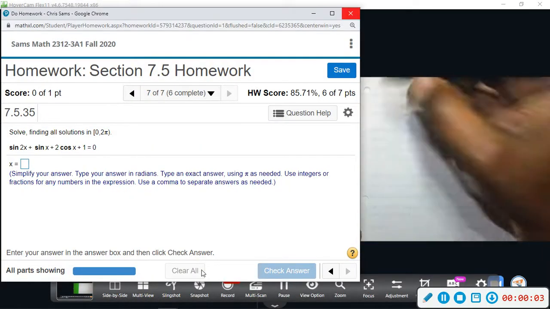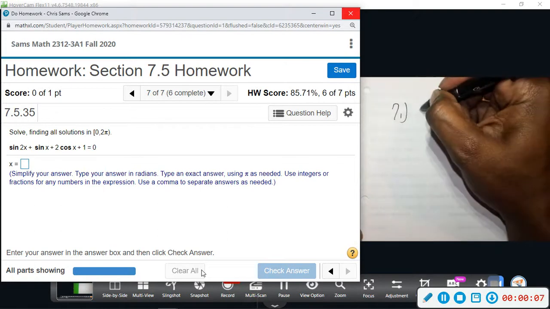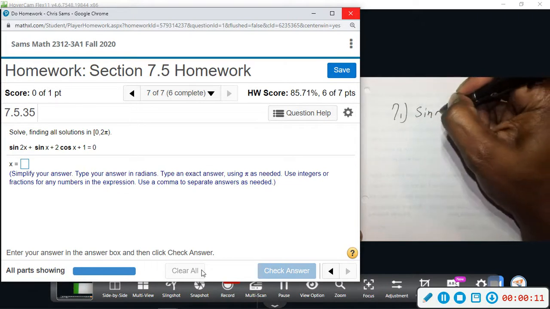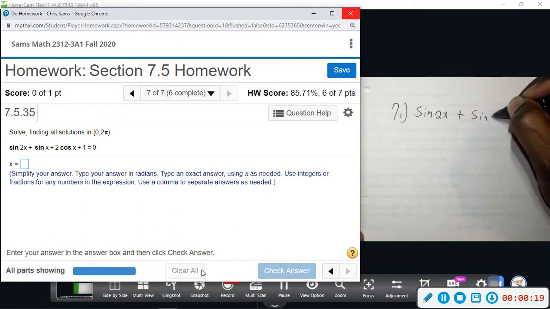Alright, number 7. This one looks like we're going to need to do that double angle formula again. Sine of 2x plus sine x plus 2 cosine x.